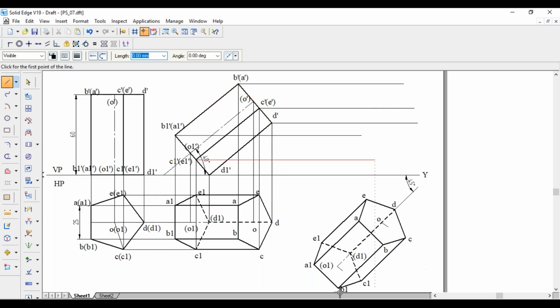Now A1 dash on this line till this line. Similarly, B1 dash is also on that line. From B1 draw a line till there. Next, C1 dash and E1 dash are on this line till this line. From E1 also till this line. As for D1 dash, it is on the X4 line till the X4 line.